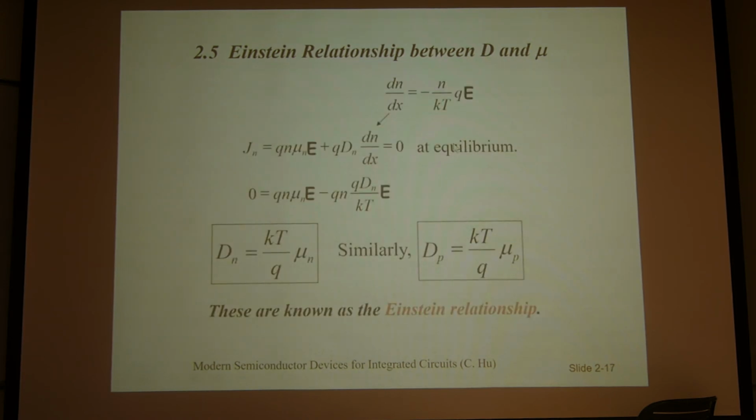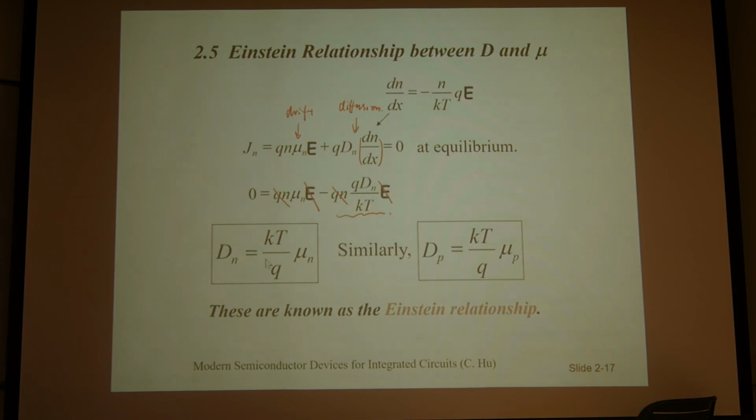Then, we are interested in dn over dx, because we want to plug it into the current equation we have before. So this is for electron current density. At equilibrium, because without external voltage, the net current is zero, as we discussed. The drift current and the diffusion current cancel each other, so the sum is zero. So we derive dn over dx from the previous slide, and we plug it into this equation. So dn over dx will be replaced by this term. You will get this, and this equals zero. So you can cancel something, because here this one cancels, and E cancels. So what is left is this one.